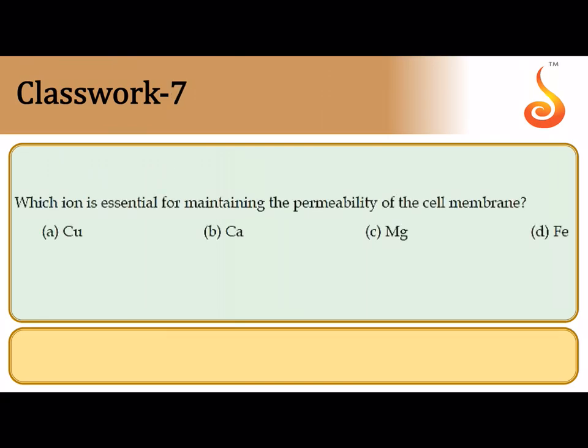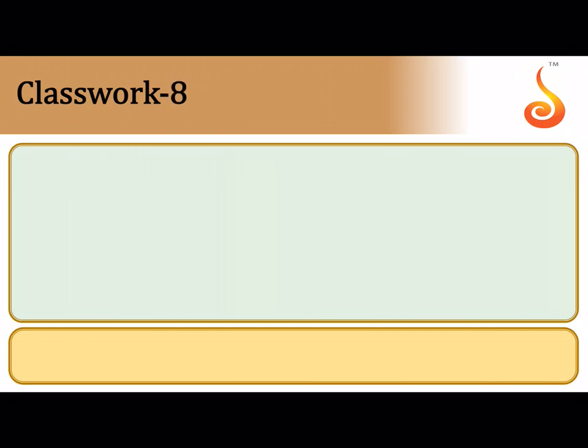Which ion is essential for maintaining the permeability of the cell membrane? Calcium is very, very important in maintaining the functioning of the cell membrane, and one of the principal functions of the cell membrane is the semi-permeable nature.